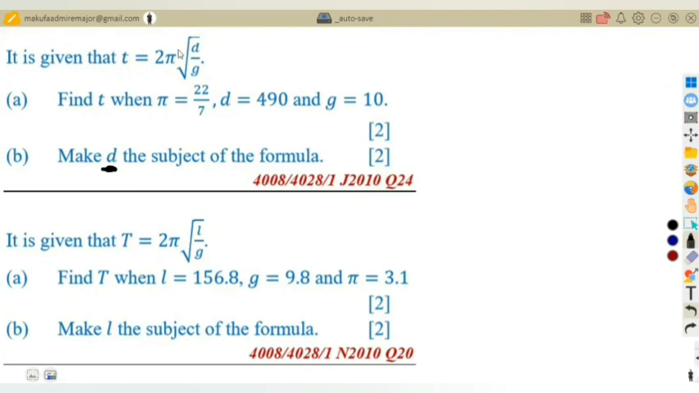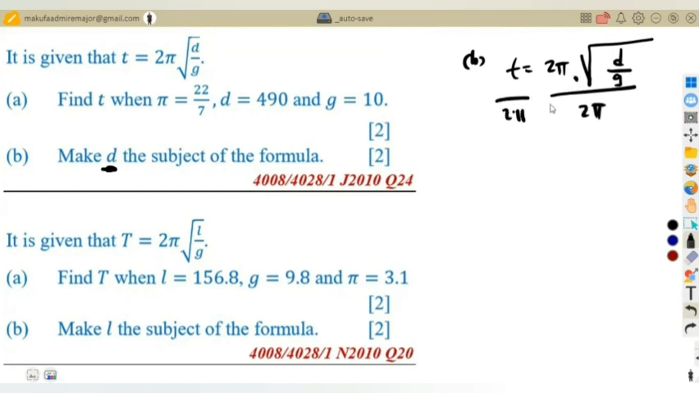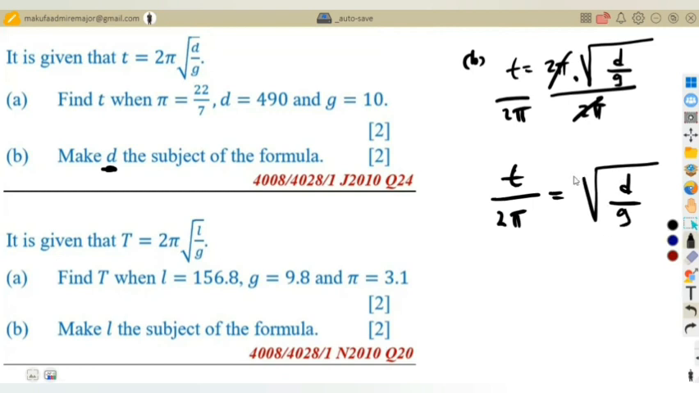Make d the subject of the formula. So we can see that we have got the square root, yes, but it's something else before. Before we think about it, we have to consider the 2 pi outside of the square root, it is multiplying. So we can simply divide by 2 pi. This cancels. So t over 2 pi is going to be the square root of d over g. How do I remove the square root? I have to square both sides. The moment I square both sides, I'm removing the square root.